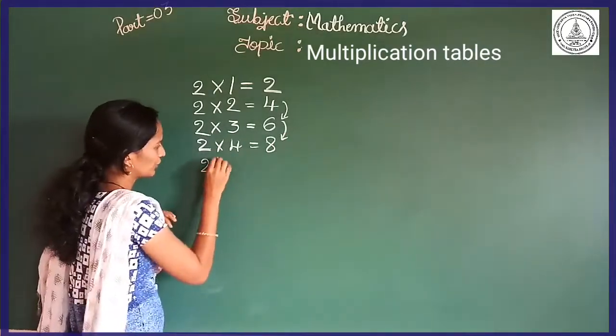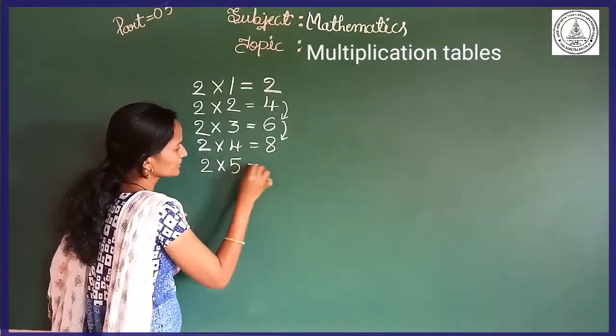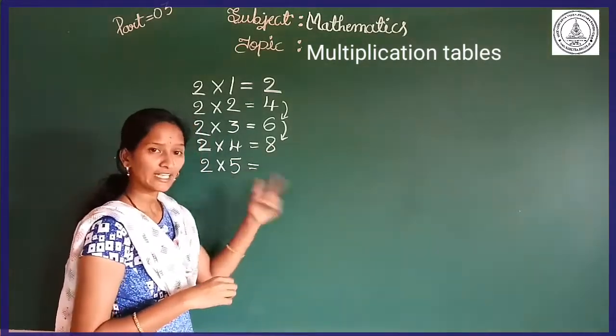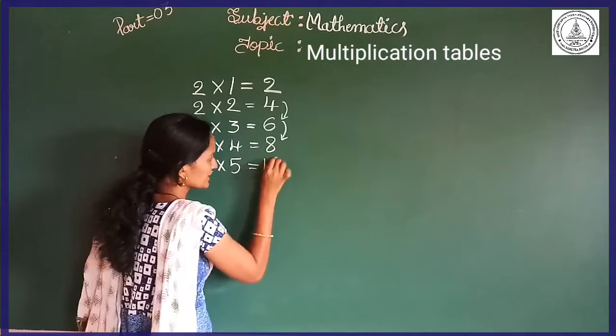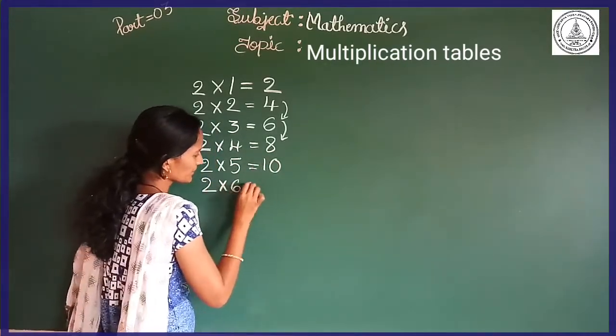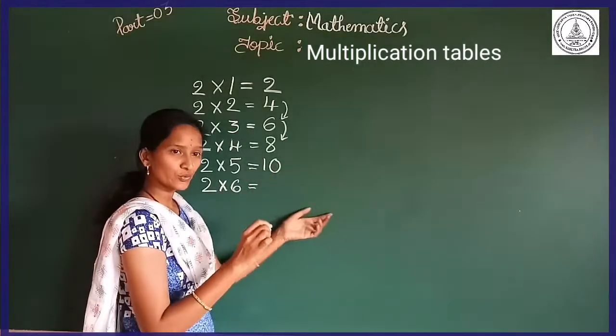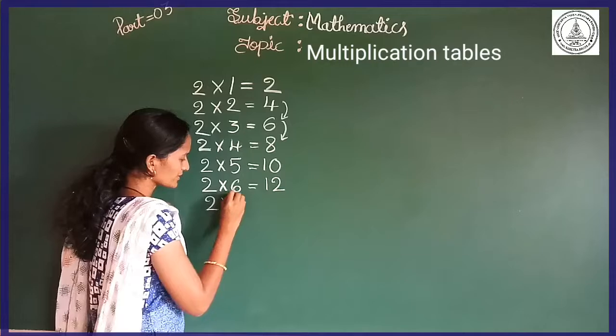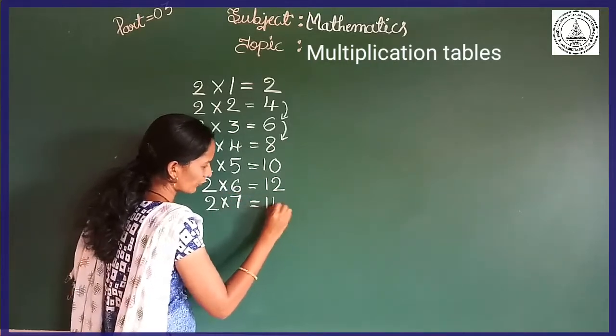See, for example, for 5 boys, the number of legs is 8 plus 2. What is 8 plus 2? 8 plus 2 is 10. The next, for 6 boys, 10 plus 2. 10 plus 2 is 12. So, in the same way, for 7 boys, it is 14 legs.